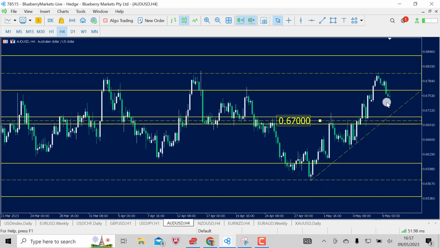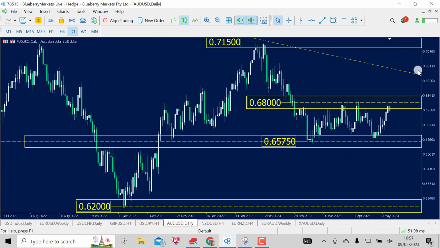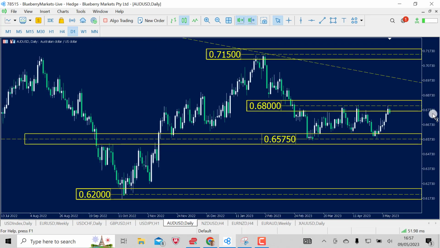Alternatively, price may break through this area here. If the Australian dollar is continuing to gain strength, it could trade through this level, pull back, double bottom on the other side, and continue to trade higher. But at the moment, we are trading within this key structural range here, so we're looking to see how price is going to react now it's back at this resistance level.